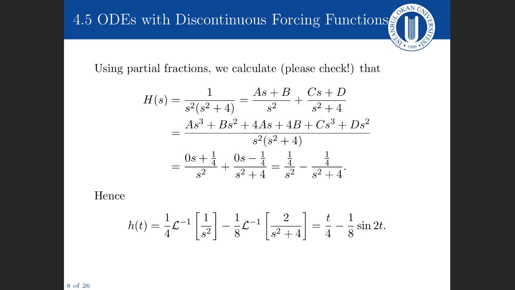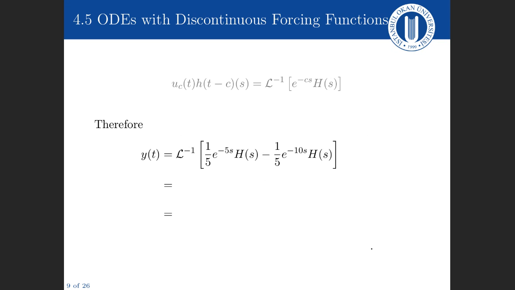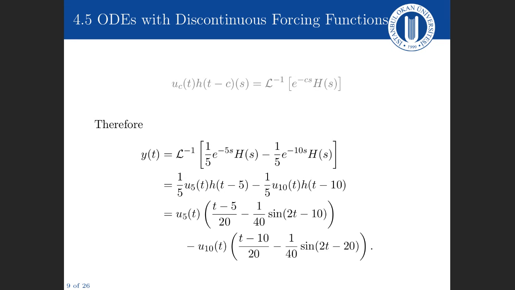Now that we know small h, we can use our shifting formula to find small y. Here's the formula at the top. Now we know small h, we can use this formula to calculate small y. Small y will be 1 over 5, u5, multiplied by h at t minus 5, minus 1 over 5, then u10, h at t minus 10. And because we already know small h, we can write down small y. This is the main idea in this section.